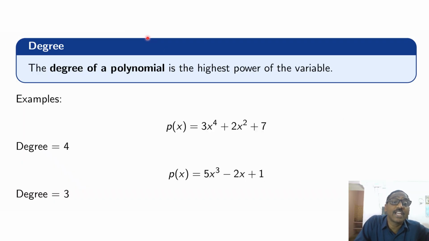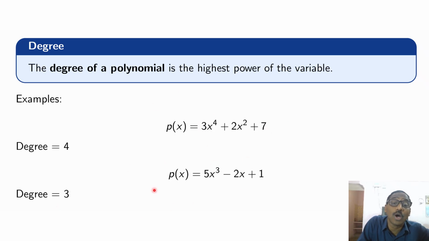Here see, the degree of a polynomial is the highest power of the variable. What is degree? Degree of the polynomial is the highest power of the variable x. Here x is the variable. So what is the highest power of x in this polynomial? This is an example I am giving for you to say about degree. So what is degree of this polynomial? That is the highest power of x. 4 is the highest power of x. So degree is equal to 4. Degree of this polynomial is 4.